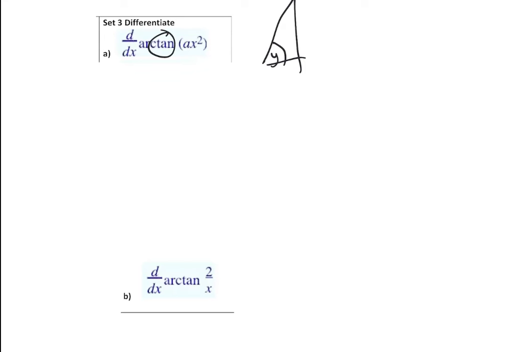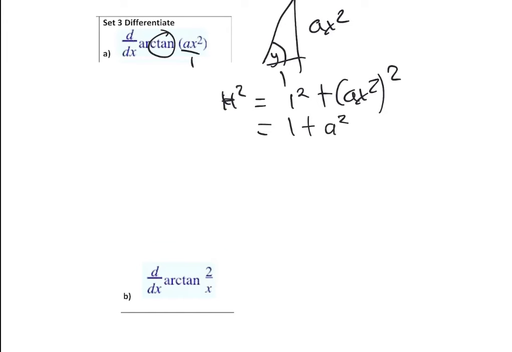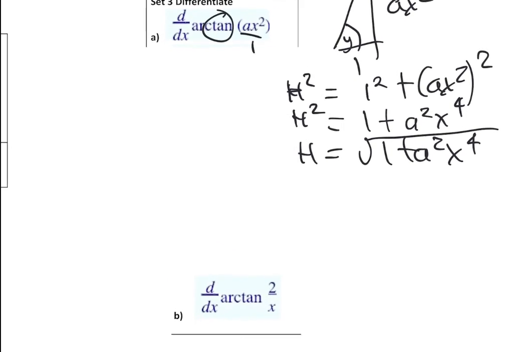And then tan is opposite divided by adjacent. So the opposite is ax squared. The adjacent is 1. And then the hypotenuse squared would equal 1 squared plus ax squared squared, right? That's the Pythagorean theorem. We're adding the squares of the two sides. That works out to 1 plus a squared x to the 4th. That's the hypotenuse squared. So the hypotenuse is then the square root of 1 plus a squared x to the 4th. Okay, so we have that.